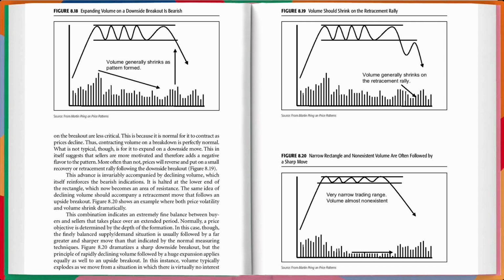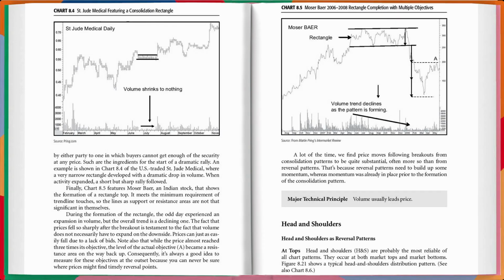Figure 8.20 dramatizes a sharp downside breakout, but the principle of rapidly declining volume followed by a huge expansion applies equally as well to an upside breakout. In this instance, volume typically explodes as we move from a situation in which there is virtually no interest by either party to one in which buyers cannot get enough of the security at any price. Such are the ingredients for the start of a dramatic rally.